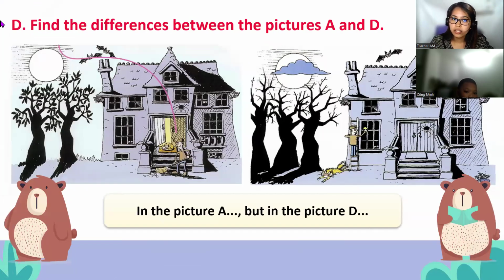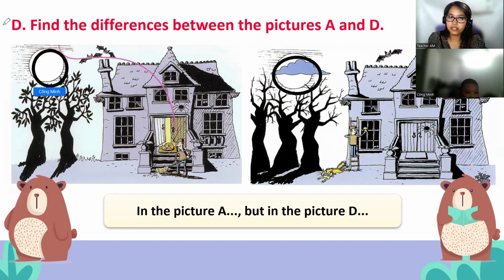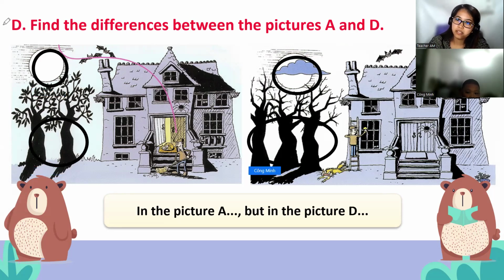In picture one, okay, circle. I can see the moon. But in picture two, there is a cloud. Great job. What else? Very good. In picture A, there are two cheeses. In picture B, there are three cheeses. Very good.